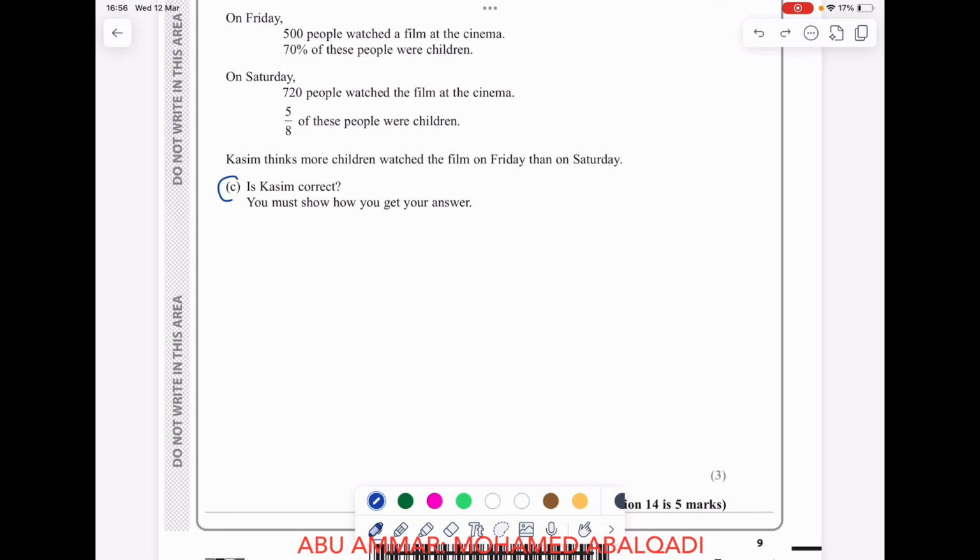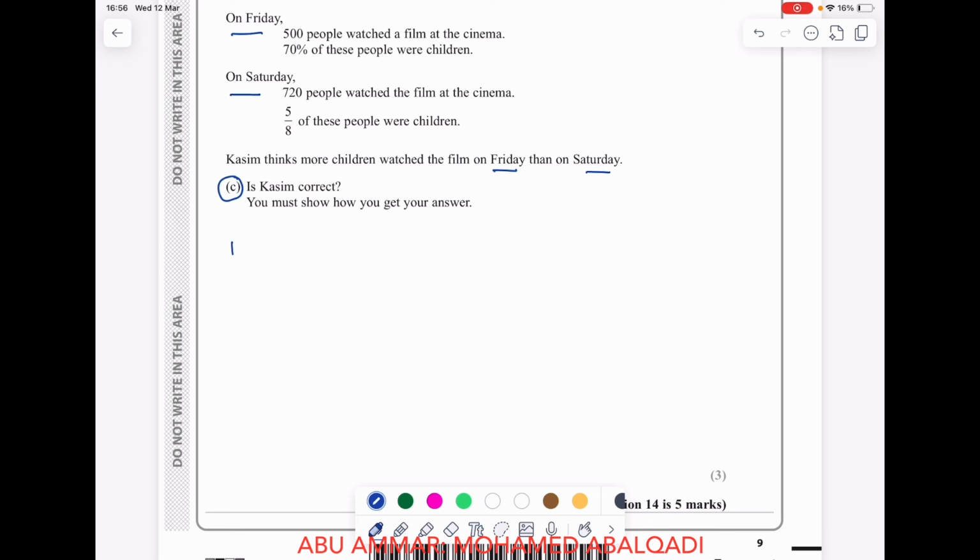Our next question is question 14C. It says on Friday, 500 people watched a film at the cinema. 70% of these people were children. On Saturday, 720 people watched a film at the cinema, and 5 over 8 of these people were children. Kasim thinks more children watched the film on Friday than on Saturday. Is Kasim correct? You must show all your working.